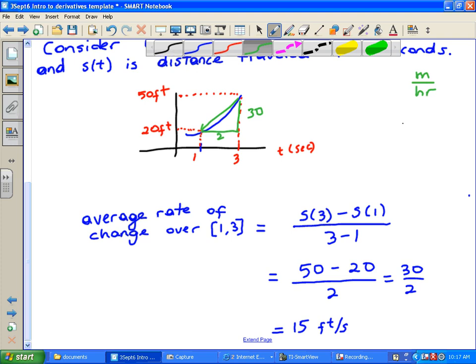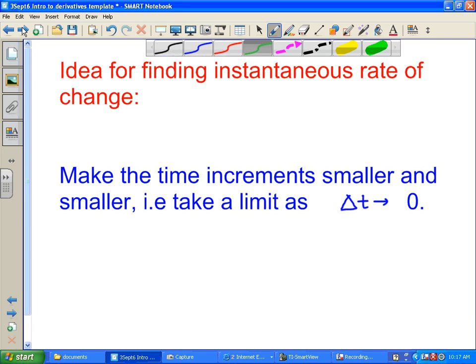So what you can do is, in our next slide, before I state it, let me just pull that up here. Here's the idea for the instantaneous rate of change. Basically, make the time increments smaller and smaller. I mentioned in our first class, this is something that you and I could have come up with if we just thought a little bit deeply, but such is the case with all the big mathematical ideas. Somebody said, why don't we let delta t, the time increment, approach 0? Take a limit as delta t goes to 0.